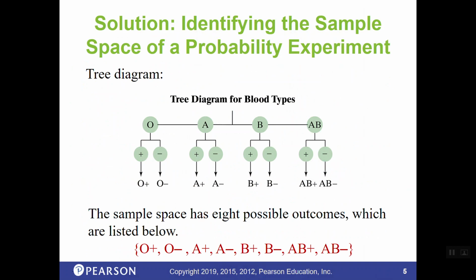As I mentioned earlier, we have 4 blood types, O, A, B, AB. So you make it like a tree branch, and then each blood type can be either positive or negative: O positive or O negative, A positive, A negative, B positive, B negative, AB positive, AB negative. The sample space is a collection of all of these outcomes. So the sample space has 8 possible outcomes, which are listed below.